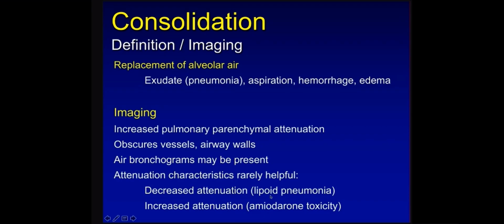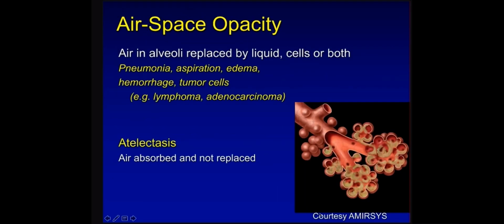In contradistinction to that, in patients with increased attenuation of the lung parenchyma, you should consider the possibility that they might be on amiodarone, which can manifest with increased attenuation in the lung parenchyma. So airspace opacity: the air in the alveoli is replaced by liquid, by cells, or by both. And it might be pneumonia, it might be aspiration, pulmonary edema. As we've said, I've mentioned pulmonary hemorrhage.